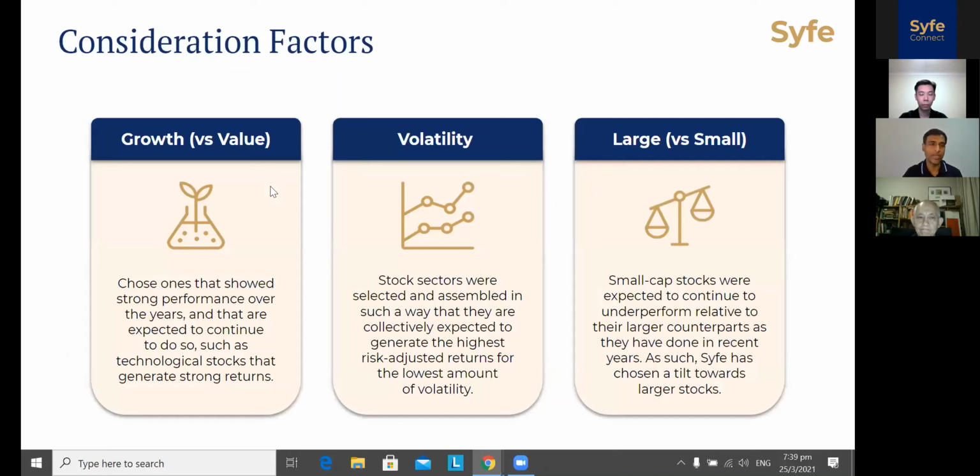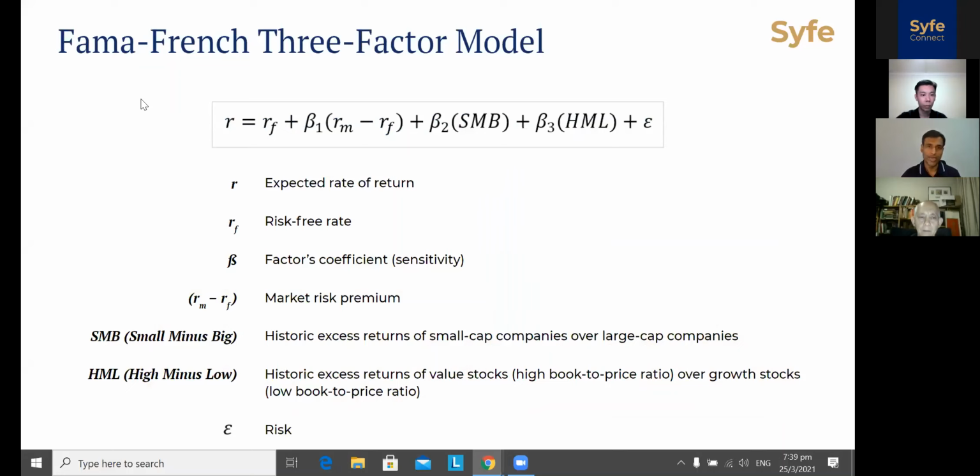The three main factors that we focus on are growth versus value, volatility, and large cap versus small cap. So these are the typical big factors that we consider. We've added a fourth factor, which is the geographical factor and emerging market exposure per se, which is the China tilt that we just talked about as well. But let's first talk about the foundational building blocks of how these factors came into play. It's a little bit of a technical, formula-based slide, so I'll let Richard take over and explain this.